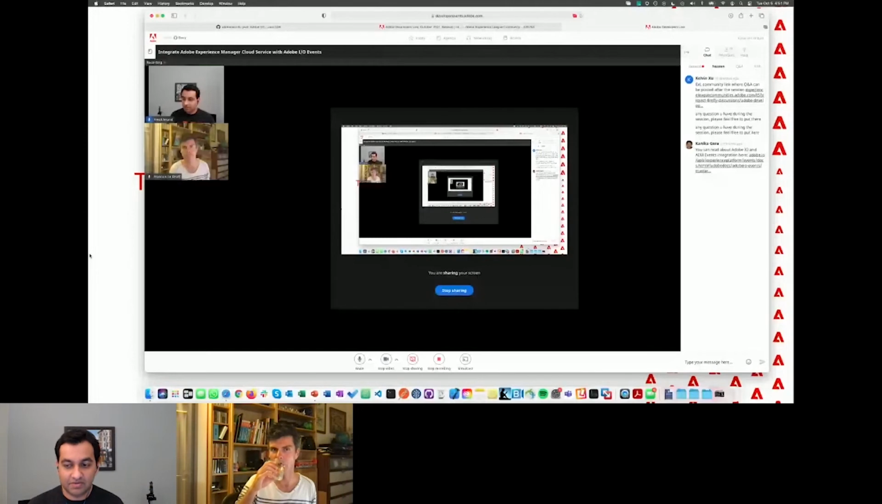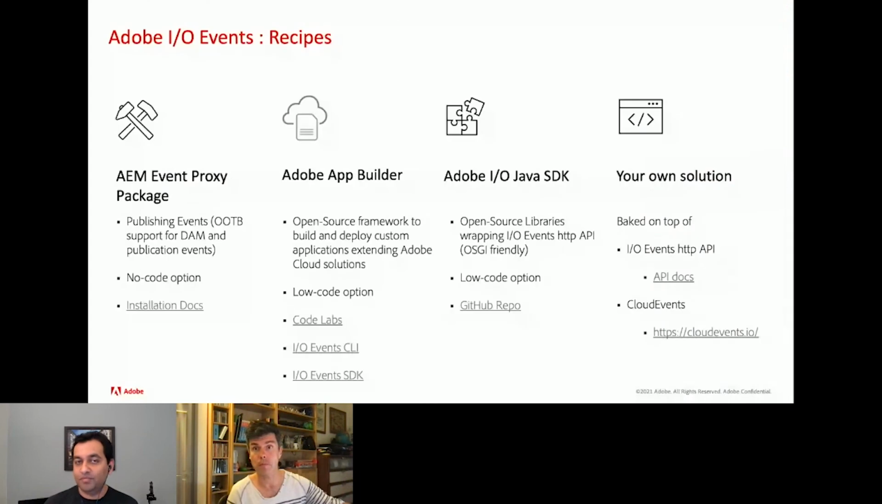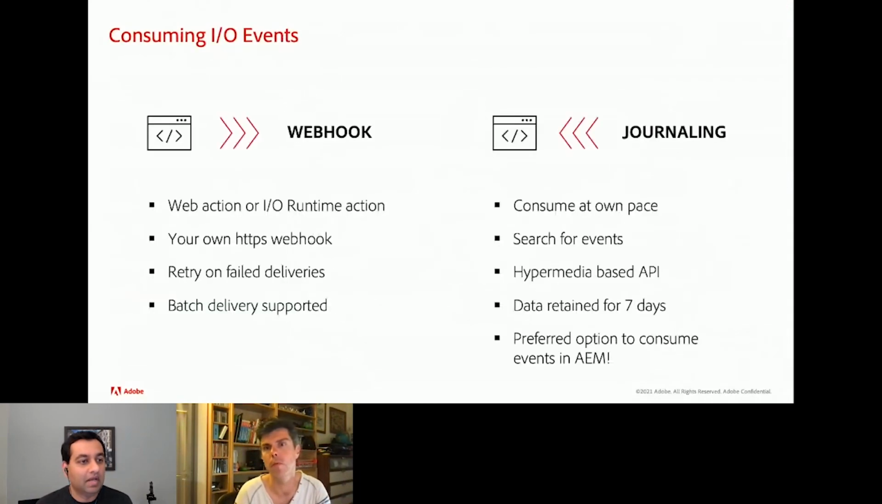So if you can see my screen. All right. Yeah, just to recap, the 4 different recipes that we have to integrate with the I/O Events, as Francois showed. One is the AEM event proxy package. That's the no-code option. We have the Adobe App Builder or Project Firefly option. We have a Java SDK that can be used, and both of these are the low-code options. And if you're adventurous enough, you can build your own solution on top of the HTTP APIs that are already published for I/O Events.